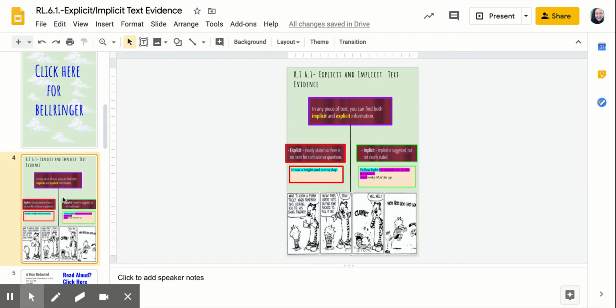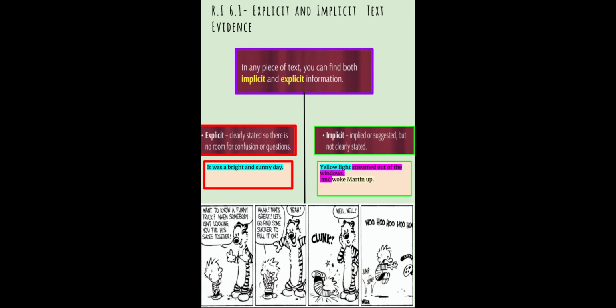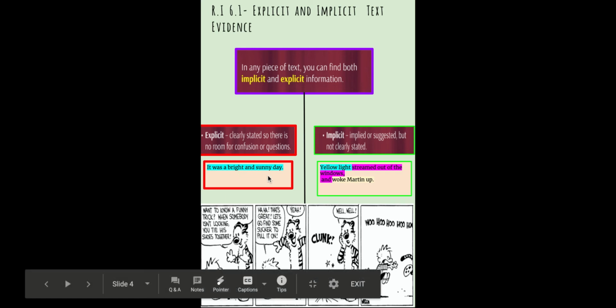So now I wanted to go over explicit and implicit text evidence because that's what our standard is going to be about. So as I press present here, I want to go over that because in any piece of text, sometimes it will be informational text, which would be an RI standard. Sometimes it will be literature-based text, which is an RL standard. You can find implicit and explicit information. Now, if we're talking about explicit information, it is clearly stated. So there's no room for confusion or questions. It is one of those right there in the text answers. It was a bright and sunny day. We know the day was nice because it tells us specifically here that it was bright and sunny.